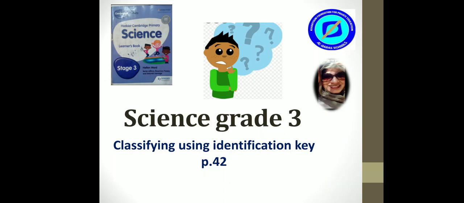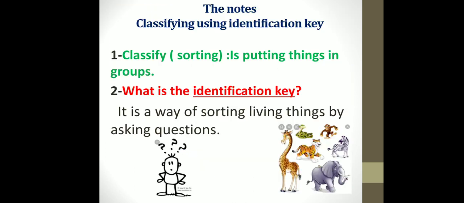Our science lesson today is classifying using identification key, page 42 in learner's book. These are the notes for the lesson. Number 1, classify is sorting. It is putting things in groups.